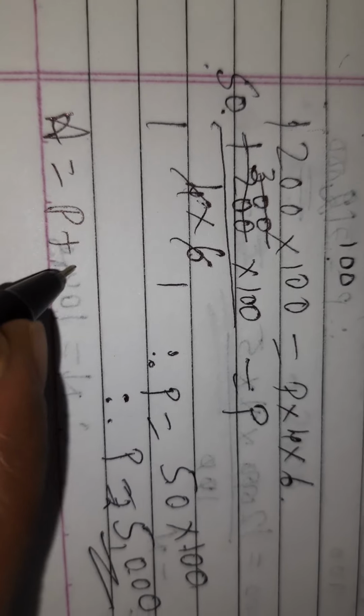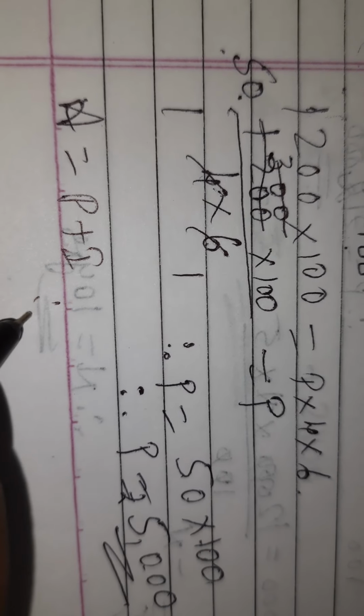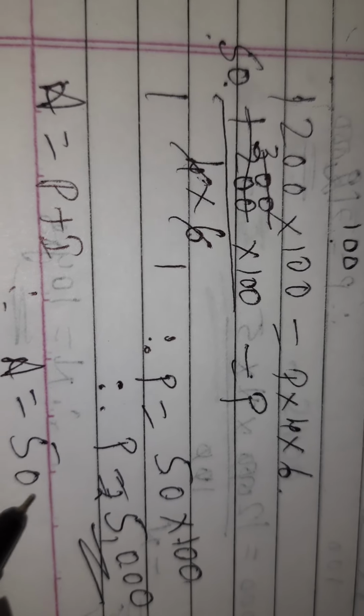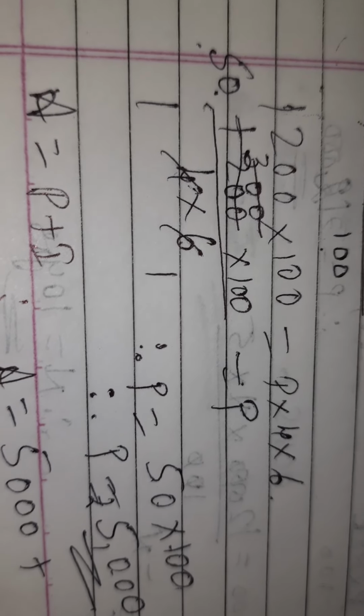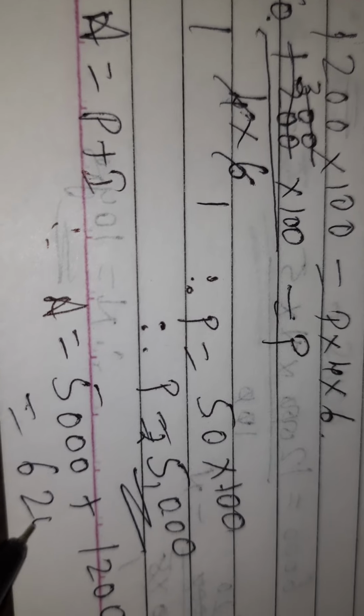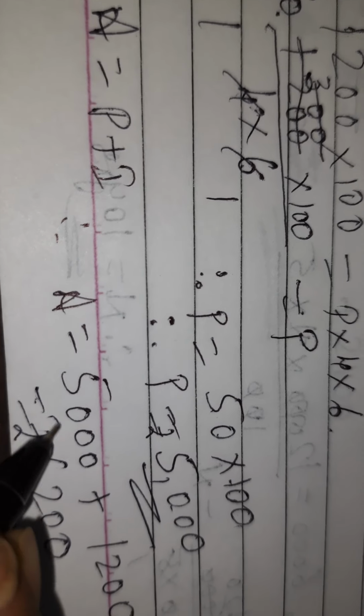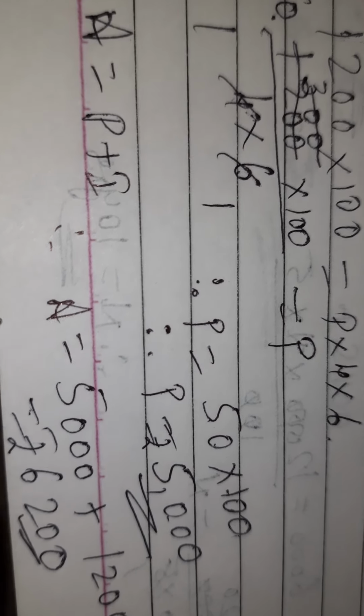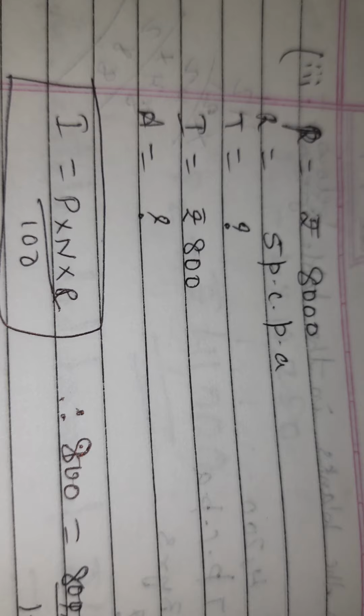Let us find out the amount, children. Amount is equal to P plus I. So therefore amount is equal to principal, just now we got as 5,000, plus interest is 1,200. Okay, so that will be how much? 6,200. 6,200 is the amount. So this is how we have found out the amount.